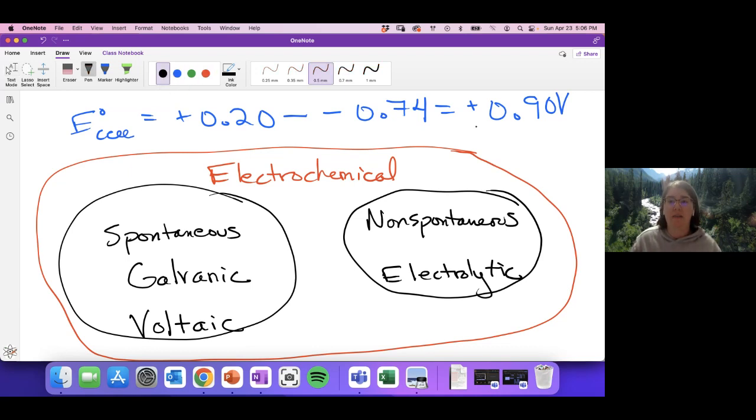Because what I got out of this was a positive 0.9 volts, I expect this to be in the galvanic voltaic set. So positive voltage, galvanic or voltaic cell. Those two mean the same thing. There's two different words for it. Thank you, history. If it was negative, this would be an electrolytic cell.